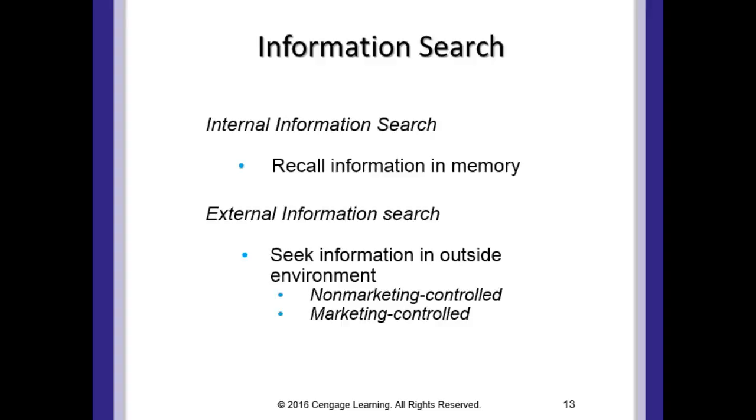External information search is when you are relying on information outside of your memory. This could be references from other people. This could be publicity in the news. It could be forms of advertisements. You get information about products from somewhere or something outside of your memory.